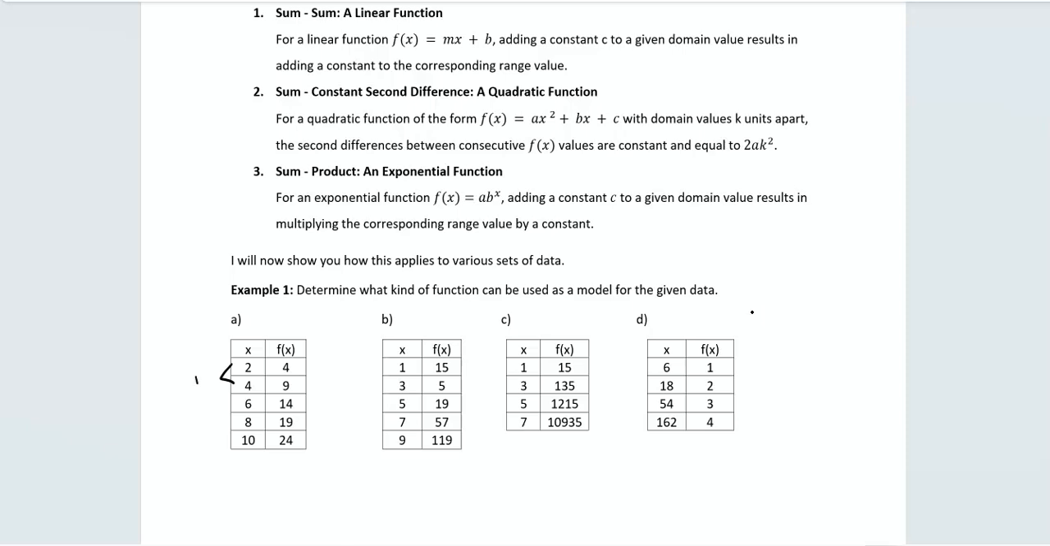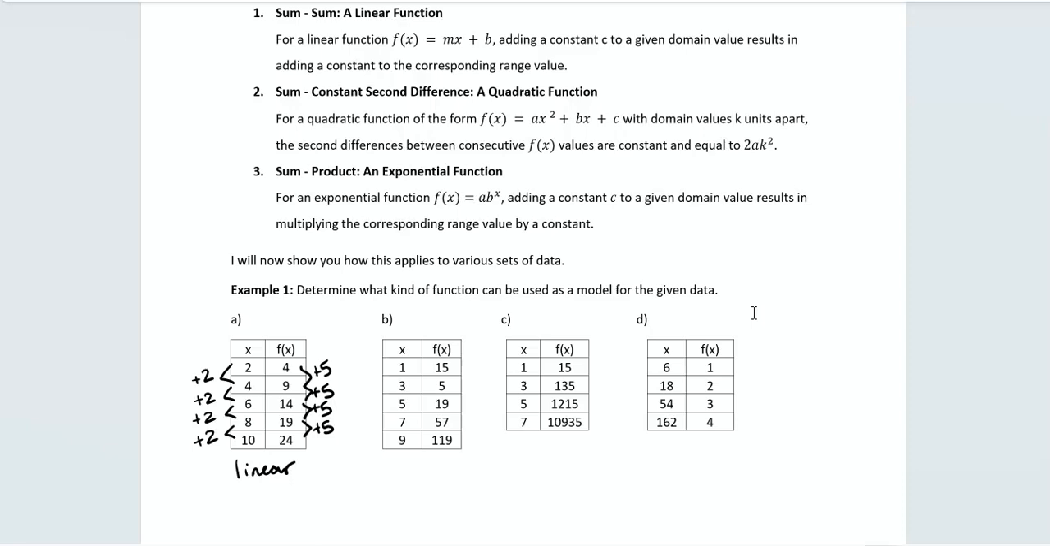So 2 plus what equals 4? 2. 4 plus 2 equals 6. 6 plus 2 equals 8. And 8 plus 2 equals 10. So that's a sum on the left side. On the right side, we're looking at that difference. 4 plus 5 equals 9. 9 plus 5 equals 14. 14 plus 5 equals 19. And 19 plus 5 equals 24. So this is why it's a sum rule. This is linear, because on both sides, you're just adding a number to get to the next number.